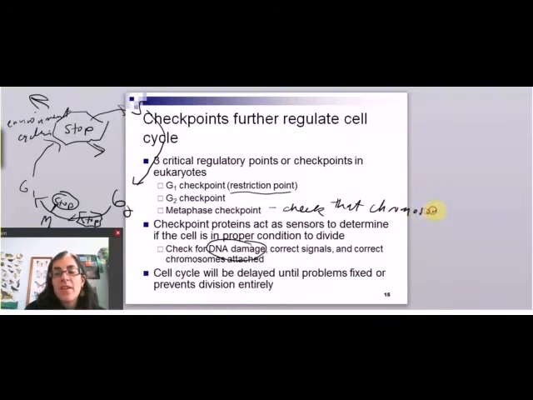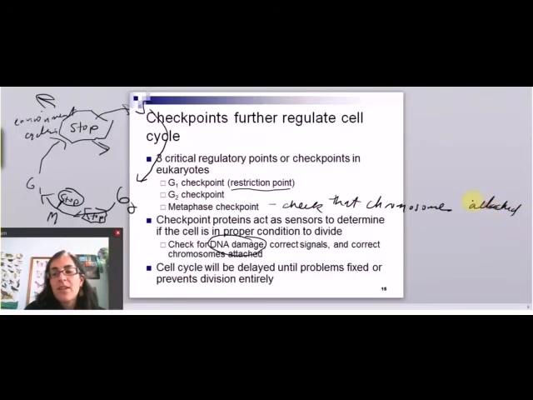Because during the M phase, the chromosomes are going to get divided. If they're not attached properly, they're not going to be able to be divided. So at each one of these checkpoints, the cell will stop and delay the cell cycle and try and fix the problem. If the cell can't fix the problem, it won't divide and will eventually die without dividing.